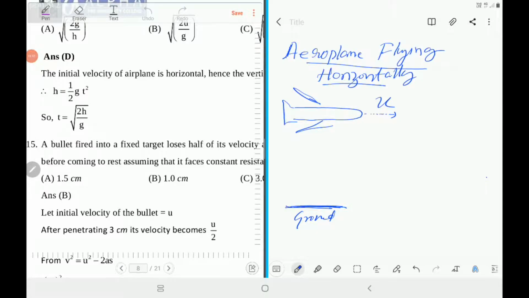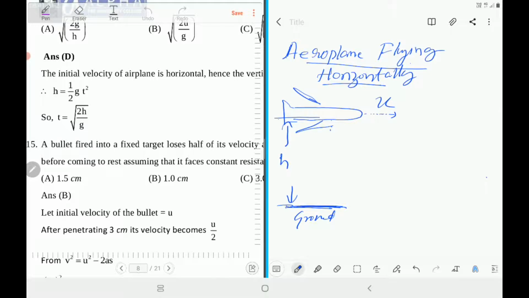Now children, we'll see one more application of these equations. Motion along a straight line. That is the aeroplane problem. An aeroplane flying horizontally at a certain height. Let's suppose the height of the aeroplane from the ground, the vertical distance, is h. It's flying horizontally at that height, constantly, in the same direction with speed u.